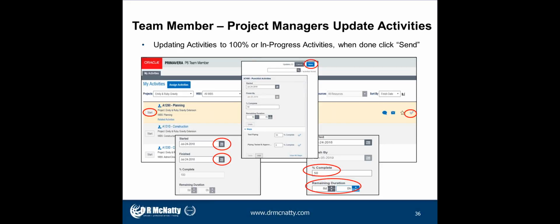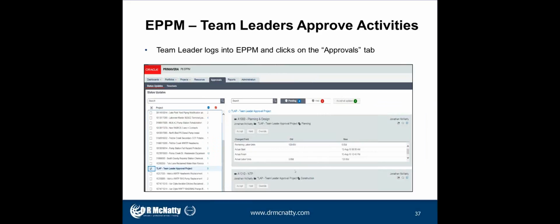And then once the project manager is done with all of their activities, there's a save button, which they would then click, and that save button would then take those activities and push them to the team leader, and they would drop out of the project manager's queue. So the only activities that are left are pretty much activities that are either in progress or have not started. But anything like 100% complete would drop right out and go to the team leader.